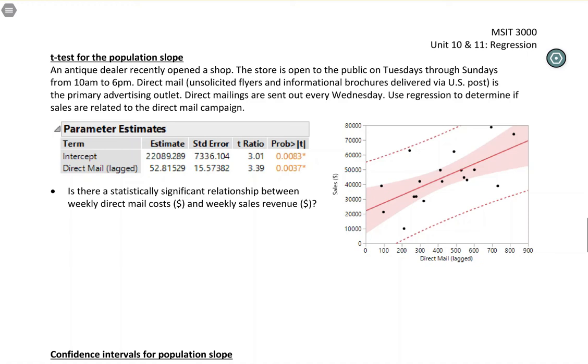In this video, we're going to do a t-test for the population slope and also a confidence interval for the population slope. Okay, so we're using this direct mail data. An antique dealer recently opened a shop, and the shop is open to the public Tuesdays through Sundays. Direct mail, which is the unsolicited flyers and informational brochures you get through the mail, is the primary advertising outlet. Direct mailings are sent out every Wednesday, and we're going to use regression to determine if sales are related to the direct mail campaign.